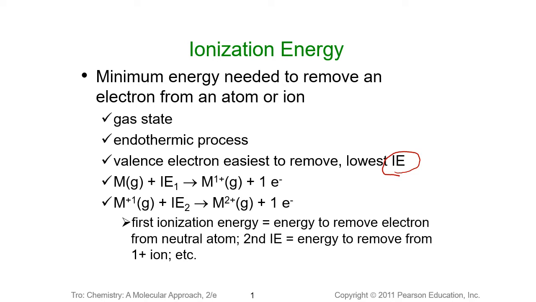We do have multiple ionization energies that we can look at. So every time we take an electron away, that is another ionization energy. So if we're taking an electron away from a neutral element, that would be our first ionization energy. If we're taking an electron away from a cation with a +1 charge, that would be our second ionization energy. So the energy that we need to take an electron away from an element or ion.